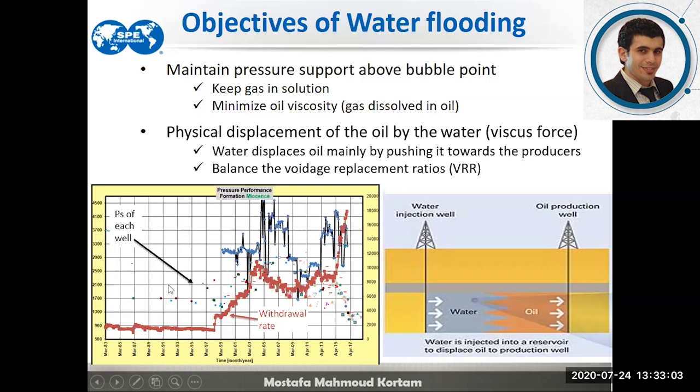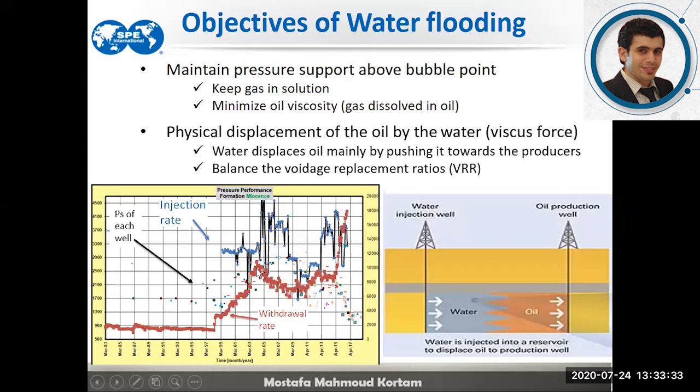So that is the static pressure or shut-in pressure of each well. And the start of the water injection is at the beginning of '99. The blue line represents the injection rate. In this particular example, they are injecting around 13,000 barrels per day, while the production rate, of course, is going up and increasing greatly.